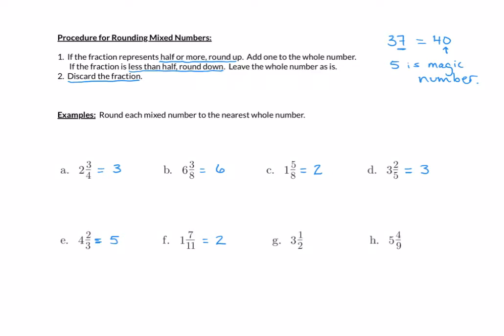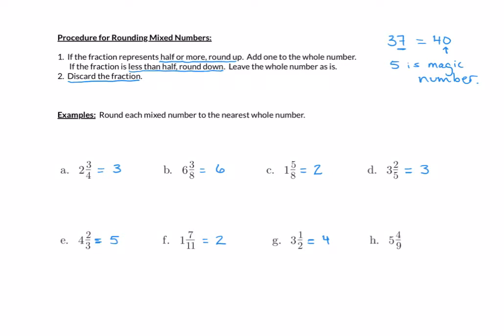Now what about 3 1/2? Well, if I have 1 out of 2 pieces of candy, I do have at least half, so I can't complain. So this is the exact middle, and remember, if it's in the middle, we round up. So this means that I'm going to add 1 onto the 3. It becomes a 4, and we drop our fraction.